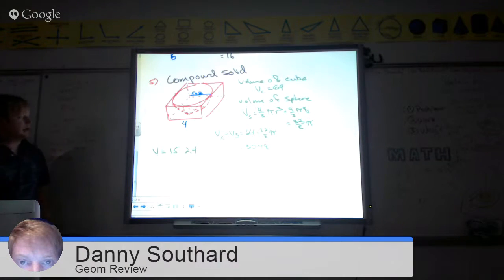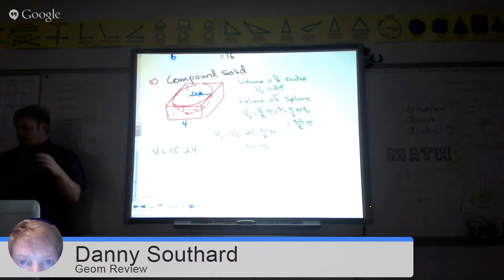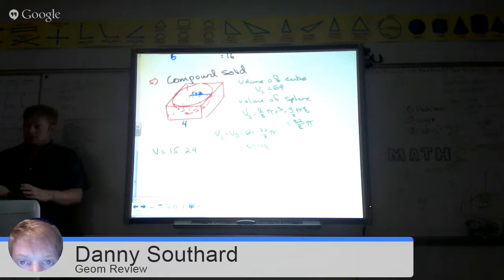Here's an example of a compound solid. Don't even know what that is. So that is a rectangular prism that has a scoop out of it, like a half circle. It can be other shapes, this is just an example. That scoop is a hemisphere.